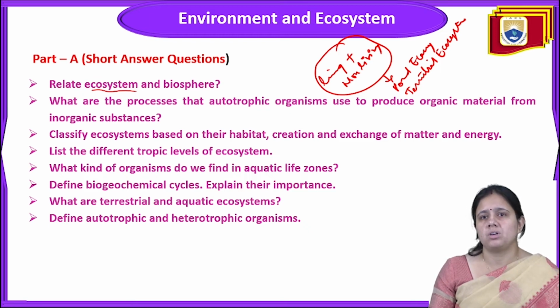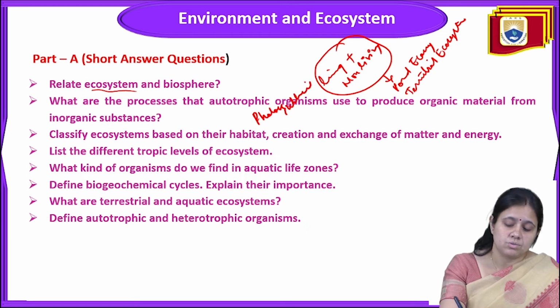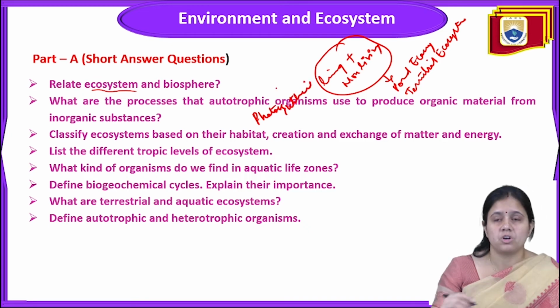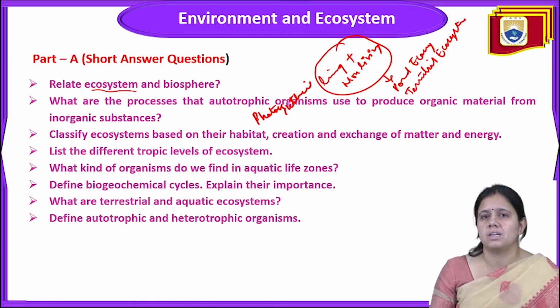Next: what is the process that autotrophic organisms use to produce organic matter from inorganic substances? That process is called photosynthesis. What do they do? In photosynthesis, these phototrophic organisms use sunlight to produce organic material from inorganic substances. Next: classify ecosystems based on their habitat, creation and exchange of matter and energy.